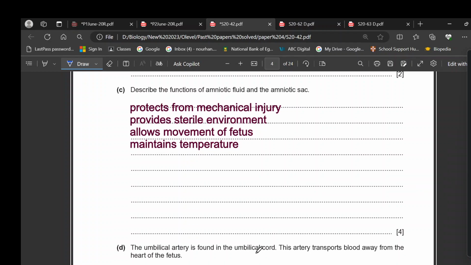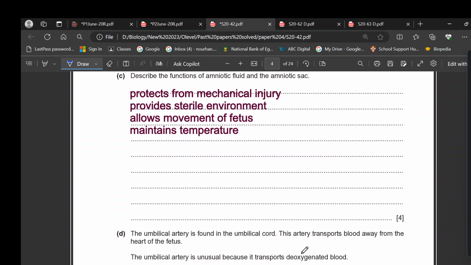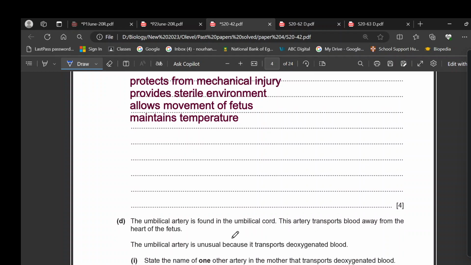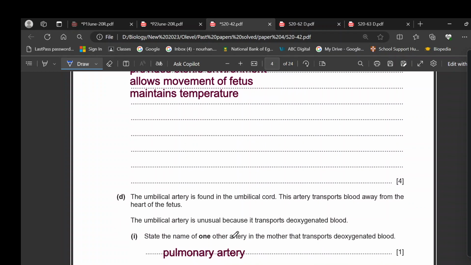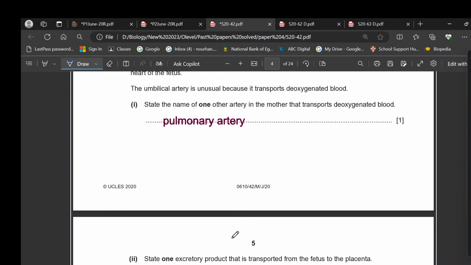The umbilical artery is found in the umbilical cord. This artery transports the blood away from the heart of the fetus, sorry. The artery is unusual because it transports deoxygenated blood. What is the other artery that transports deoxygenated blood? Yes, it is the pulmonary artery. These are the two exceptions for the artery.